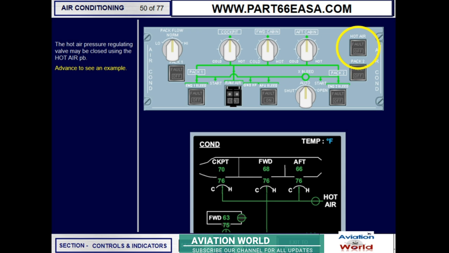There are no direct indications in the cockpit of whether or not external conditioned air is connected. This completes our normal operations. Now let's take a look at some air conditioning system abnormals.